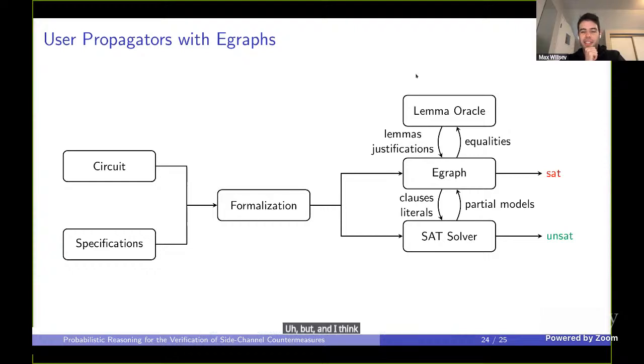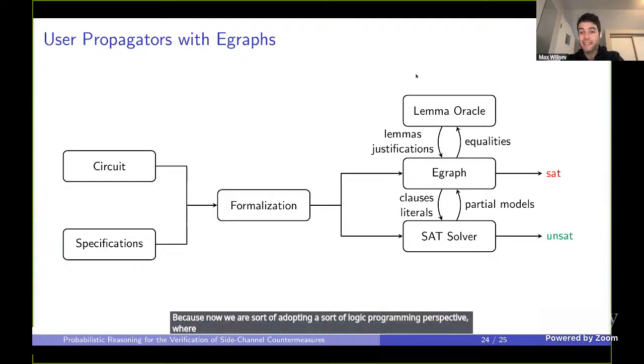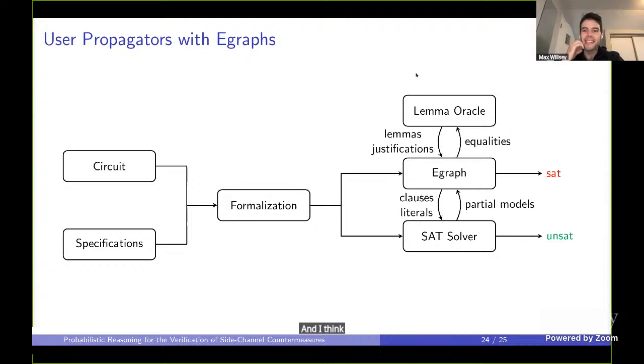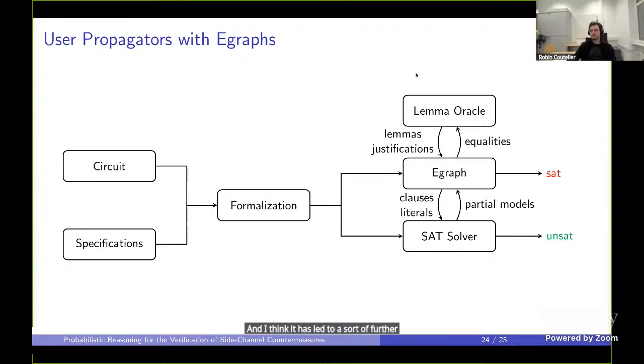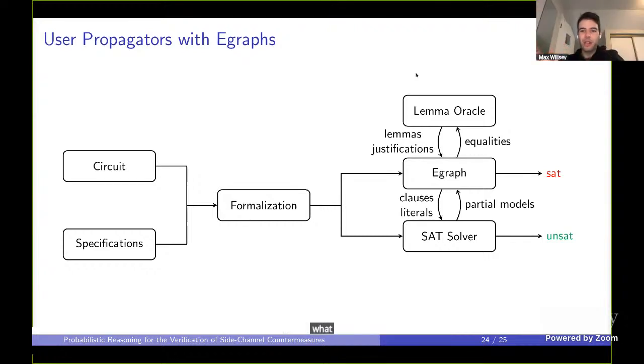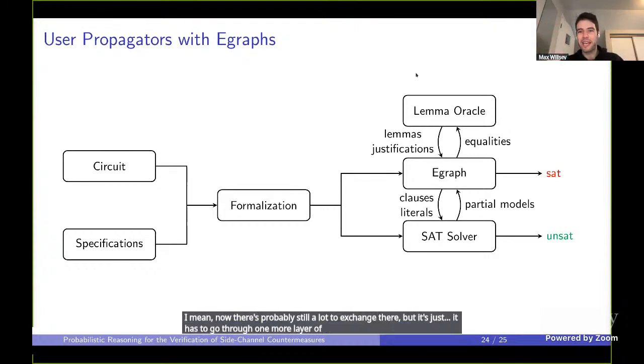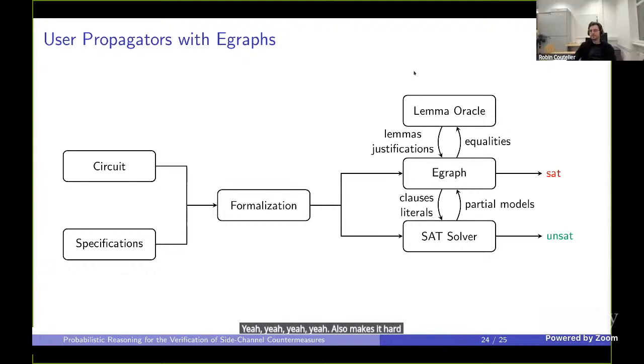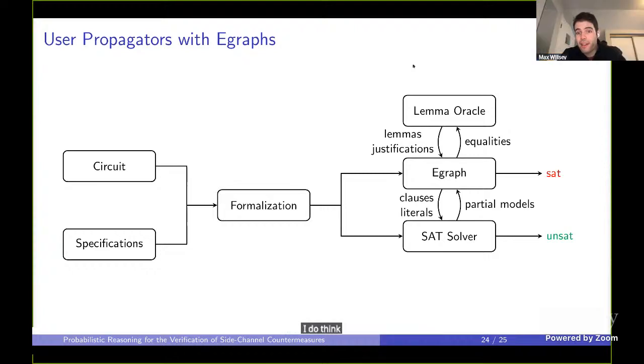But I think it has further muddied the waters, because now we are adopting a logic programming perspective where we're monotonically building up a database of facts. And I think it has led to a further divergence of what we talk about there compared to what people using egraphs and SMT solvers mean. Now, there's probably still a lot to exchange there, but it has to go through one more layer of vocabulary and direction. It also makes it harder to backtrack.